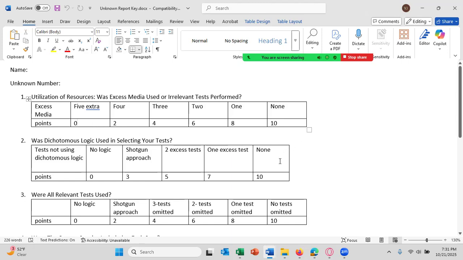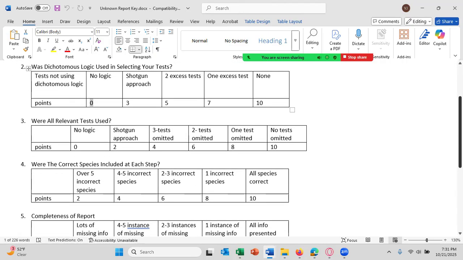Was dichotomous logic used? If there's no excess test and dichotomous logic is used, you get 10 out of 10. If you request 2 tests at one time, you get 7 out of 10. If you request all the tests at one time, the shotgun approach, you get 3 out of 10. No logic used in your test request is 0 out of 10.